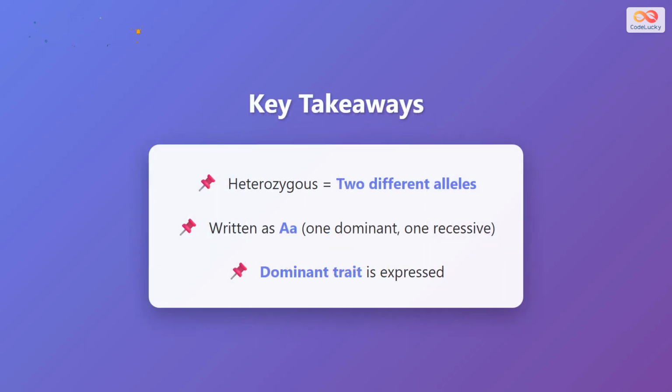The short allele is hidden but still part of the plant's genetic information. Let's review the important points. First, heterozygous means having two different alleles for the same gene. Second, we write this as capital A lowercase a, showing one dominant and one recessive allele. Third, the dominant trait is the one that gets expressed or shows up physically. Understanding heterozygous genotypes is essential for predicting how traits are inherited from parents to offspring in genetics.